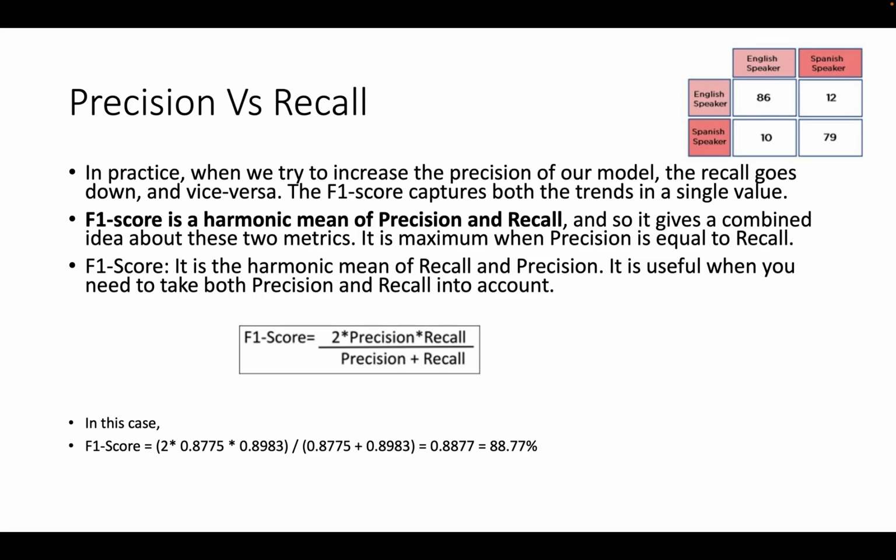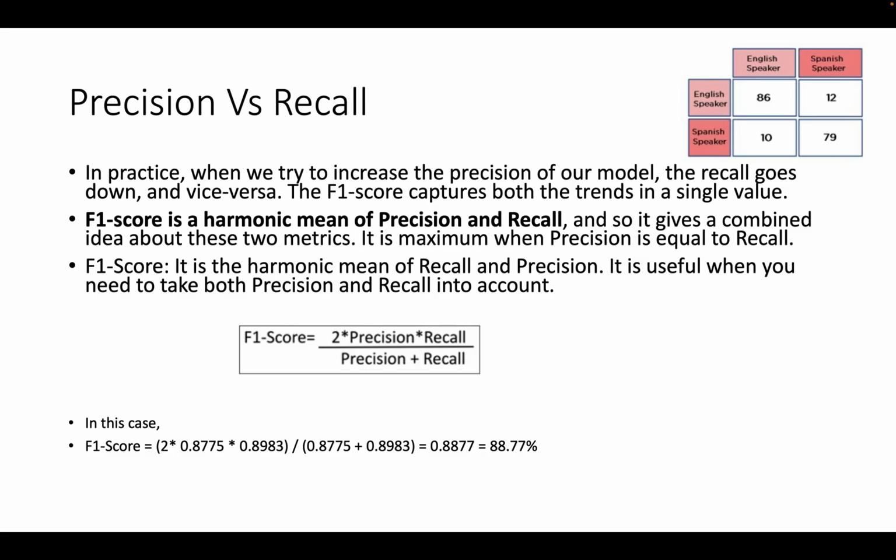ठीक है. Precision versus recall. In practice, when we try to increase the precision of a model, the recall goes down, and vice versa. The F1 score captures both trends in a single value. So precision and recall now are inversely related to each other. If we try to increase precision, recall नीचे जाएगा. If we try to increase recall, precision नीचे जाएगा.